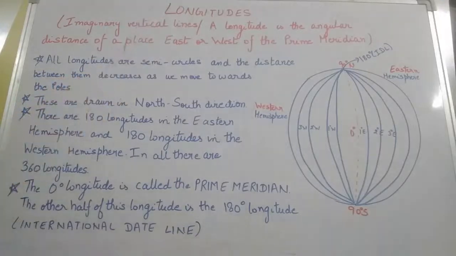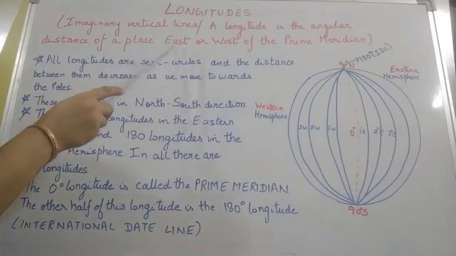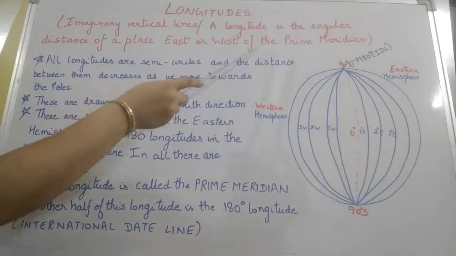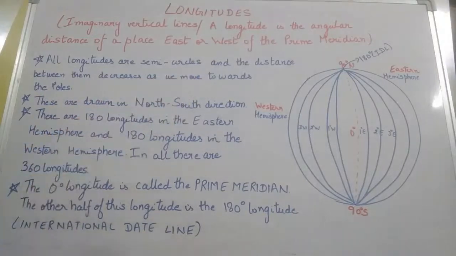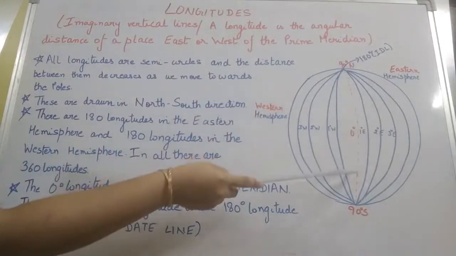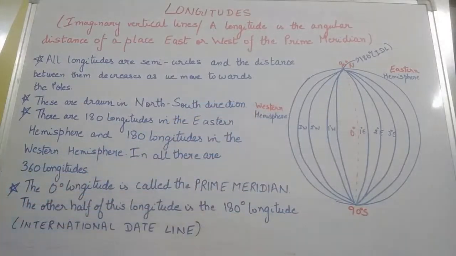In other words, it can be said a longitude is the angular distance of a place east or west of the prime meridian. Now a question should come to your mind: what is the prime meridian? The 0 degree longitude. This dotted line here is representing the prime meridian. Now let us come to the first point.